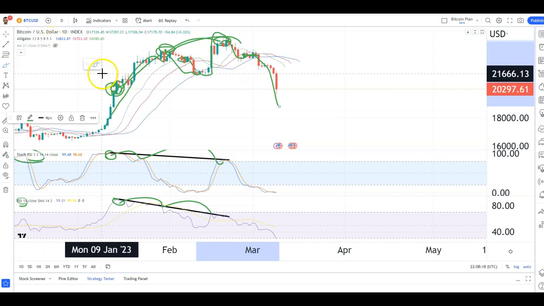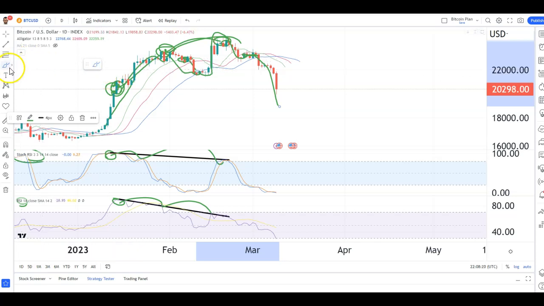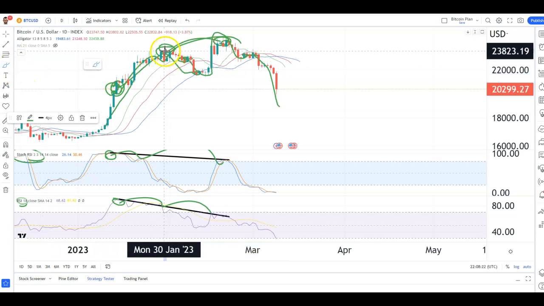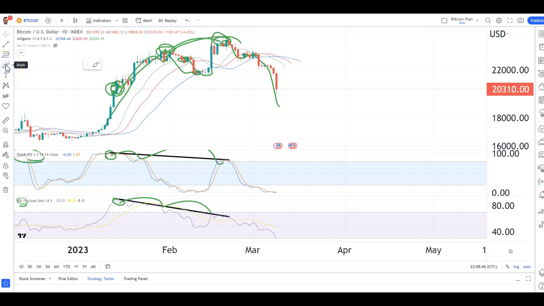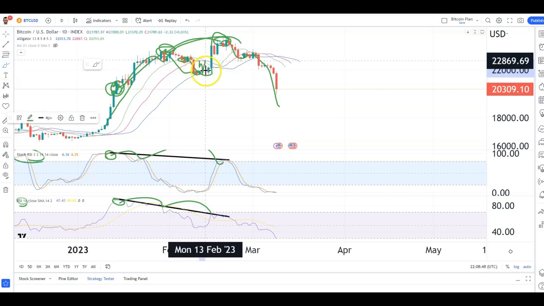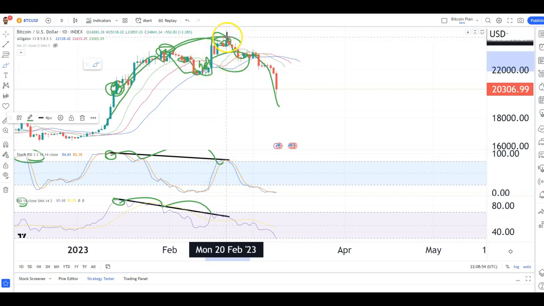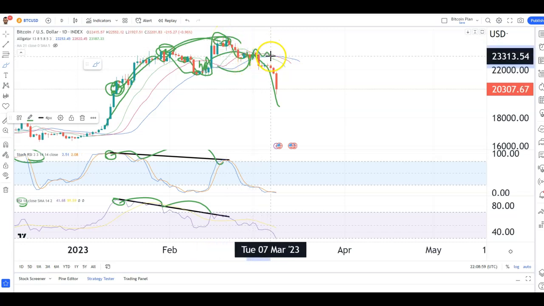And lastly, the Williams alligator. We get this peak here. Thirteen bars later, we start to see the lines get mashed up again. Then they expand for a little bit after the second peak. Ten days later, the bands start getting mashed up again.